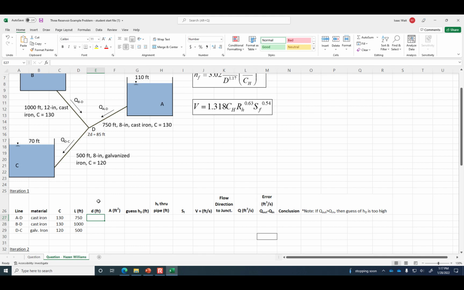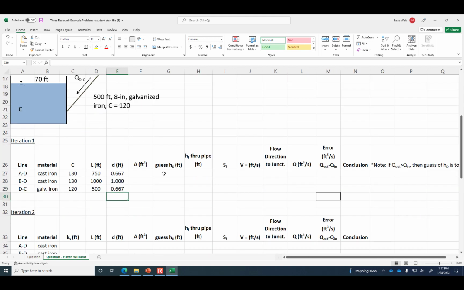So AD is 8/12 of a foot. BD is 1 foot in diameter. And DC is again 8/12 of a foot. Okay. Calculate the cross-sectional area: pi d squared divided by 4.